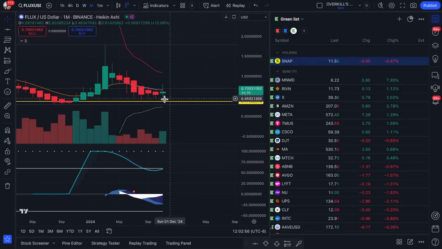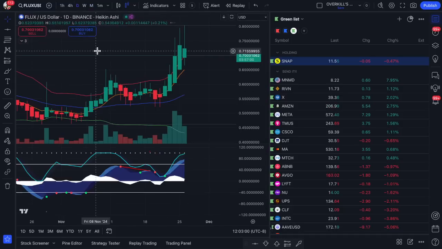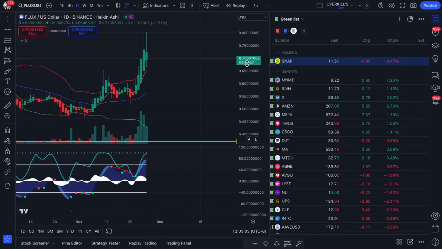Okay, Flux also has a green reversal candle. So some of these altcoins look like they want to absolutely explode on the monthly, which is awesome. Okay, what we want to do is pinpoint our entries, though, on the daily.